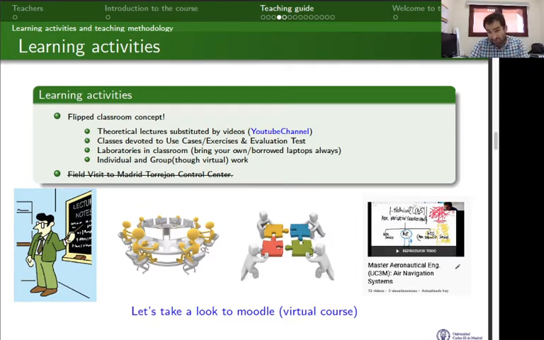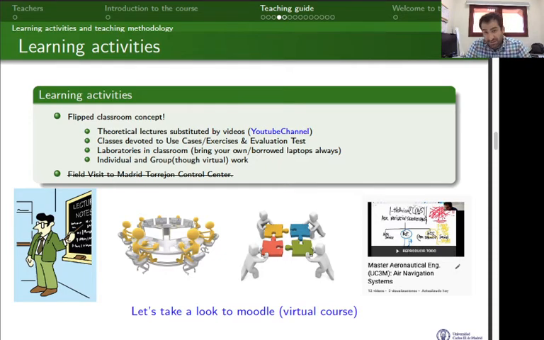We'll do laboratories in classrooms, right? So you must bring your own or borrow laptops always, every single day. I hope you will have it. And still most of the work is going to be individual because we cannot discuss and gather together. But I understand that you're going to work as groups to fulfill the assignments in a virtual fashion as we are already used to do.